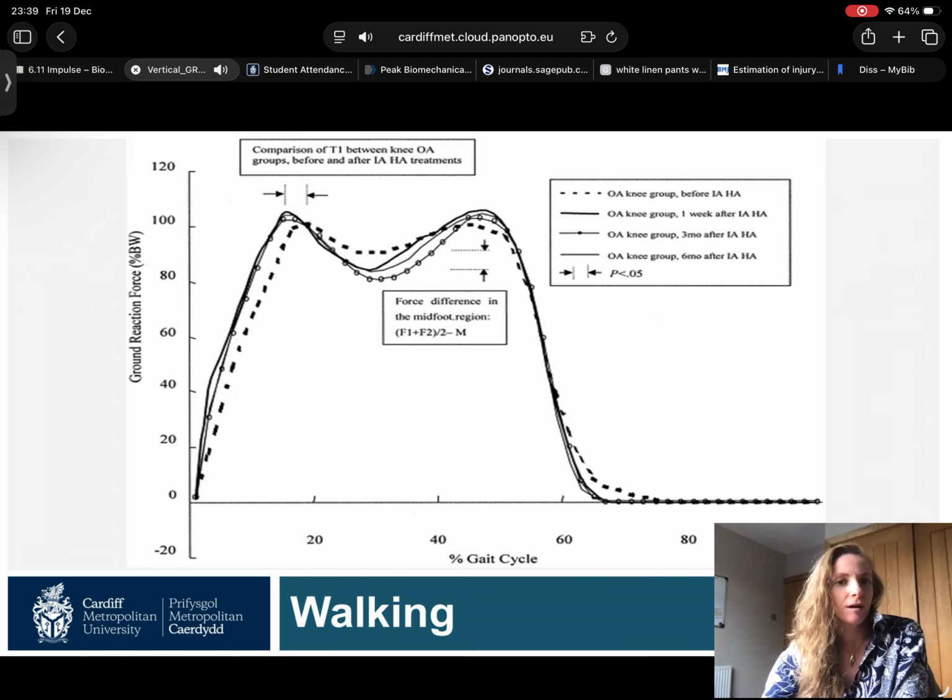So the osteoarthritis baseline is the black dashed line, and what you can see is that they hit the ground, we have an increase in force during that loading phase, and then there's almost a constant force occurring before it decreases and the foot leaves the ground.